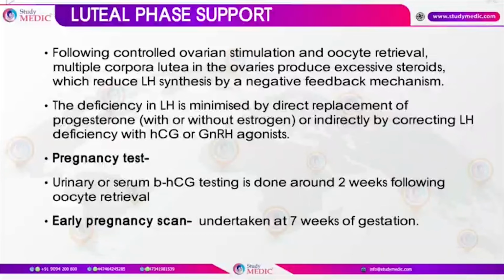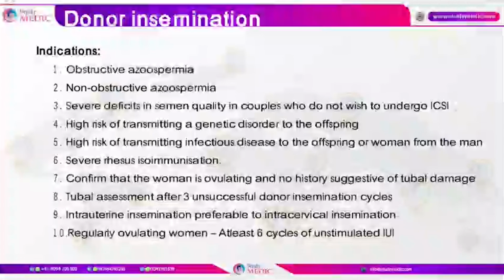should be supported by hormones, because the placenta will secrete progesterone which can support the pregnancy about 8 weeks after conception. The pregnancy test can be performed by urinary or blood beta hCG, done 2 weeks following oocyte retrieval or 2 weeks after the embryo transfer. Early pregnancy scans should be done at 7 weeks, so that you will know where the pregnancy has been implanted.